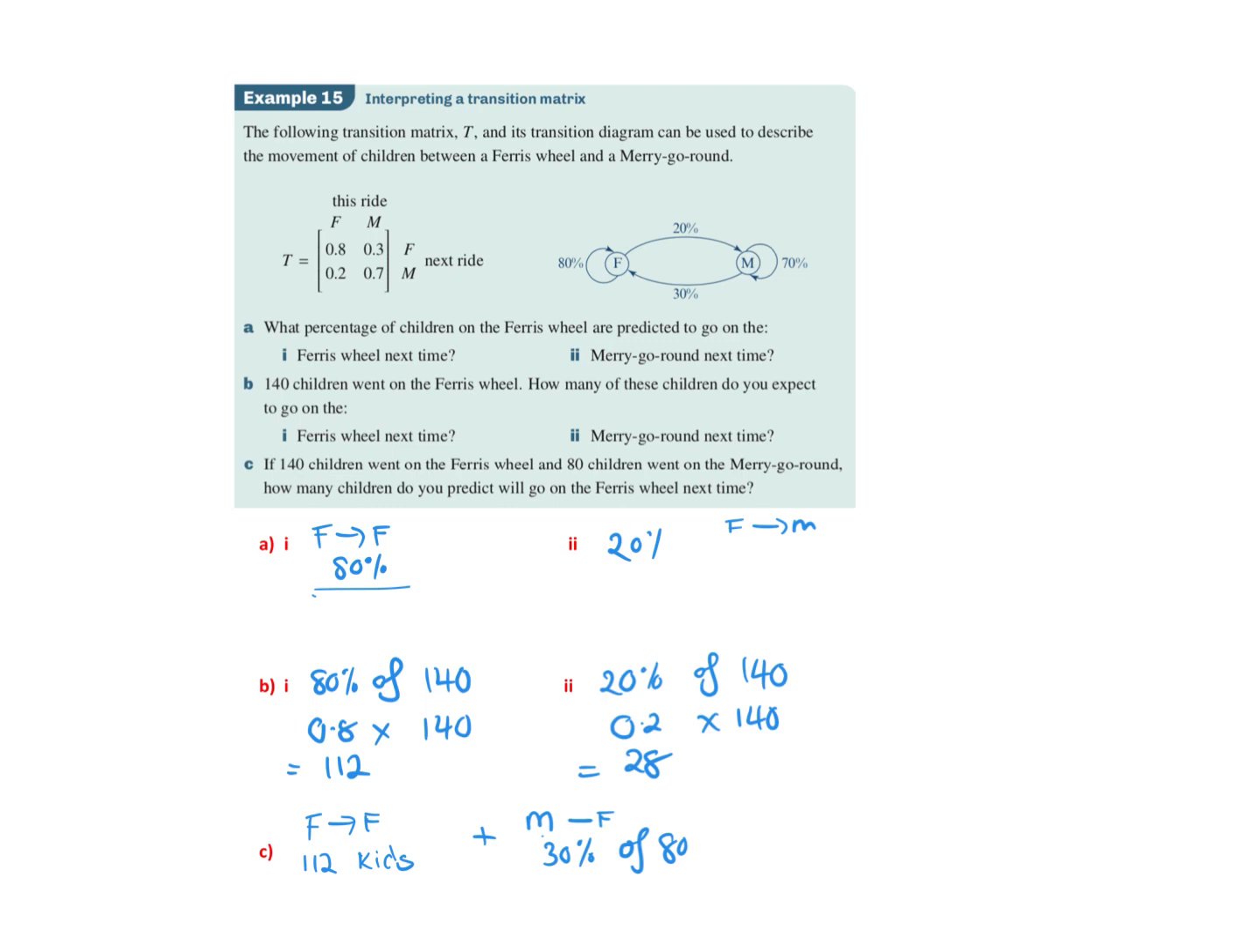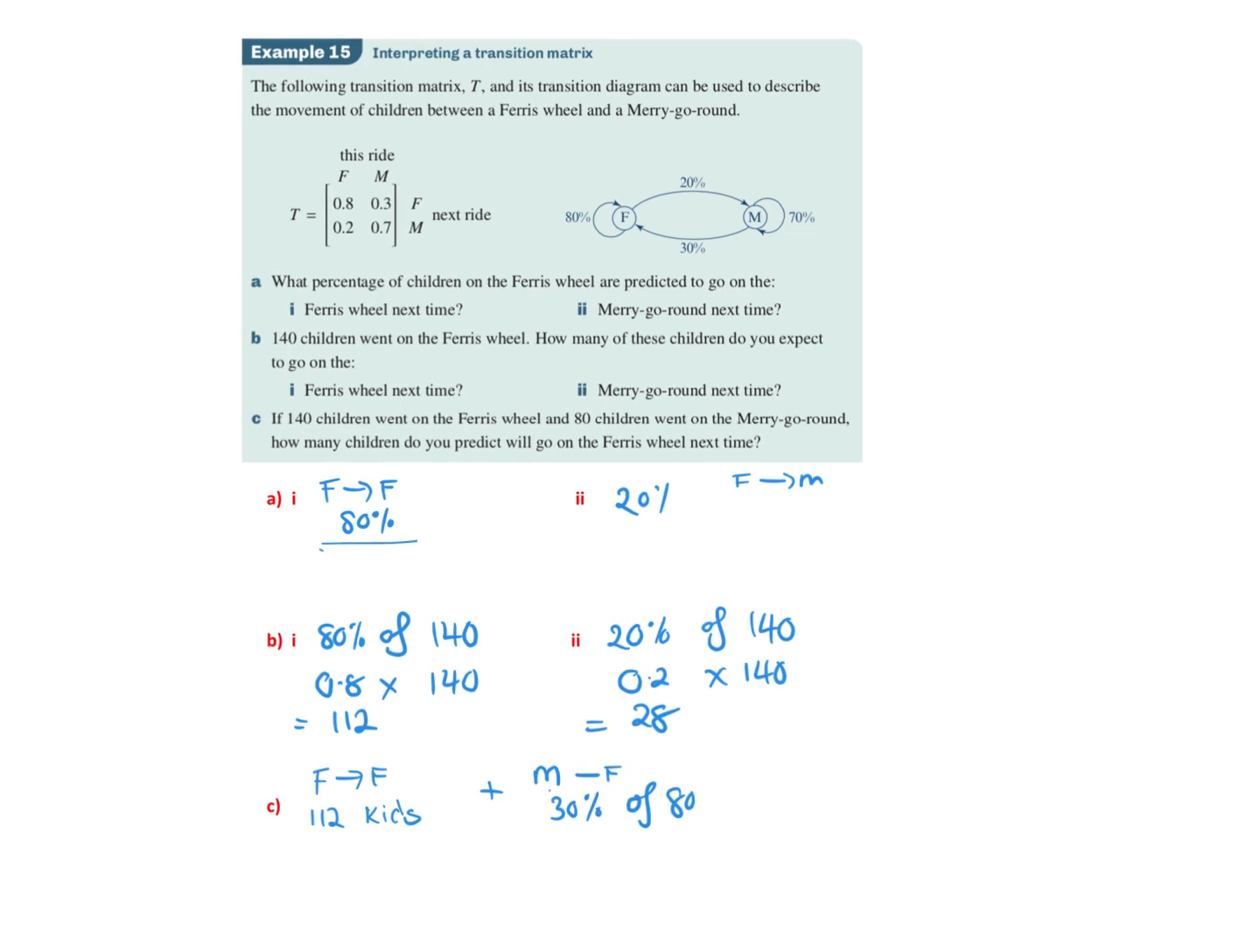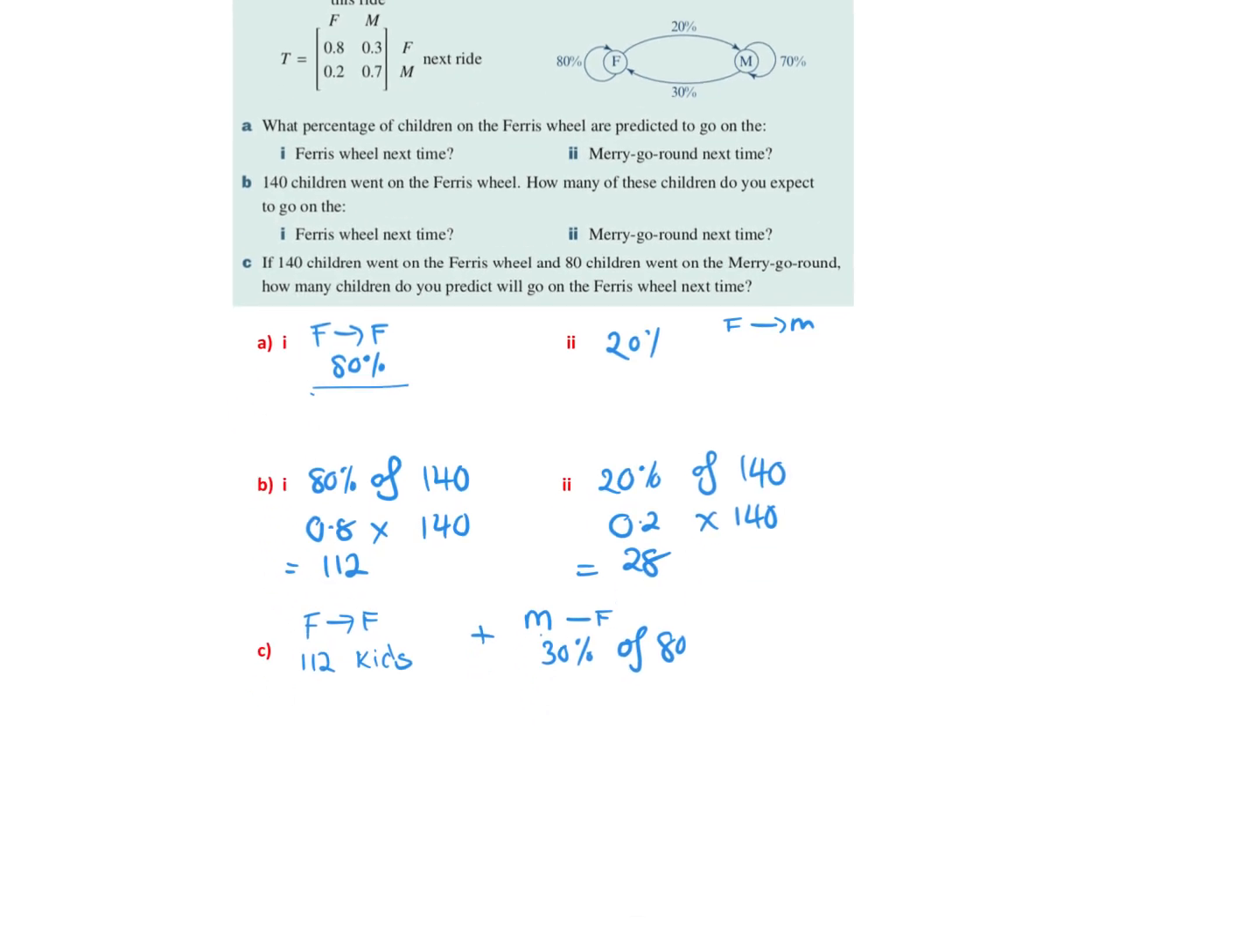So we're going to have to, sorry, we've run out of room. Move that up. We're going to have to find out what that is. So that's 0.3 times 80. So what does that end up being? 24? Is that correct?